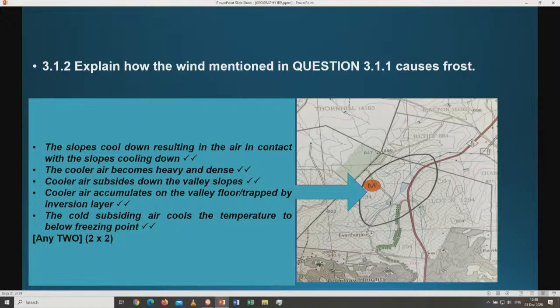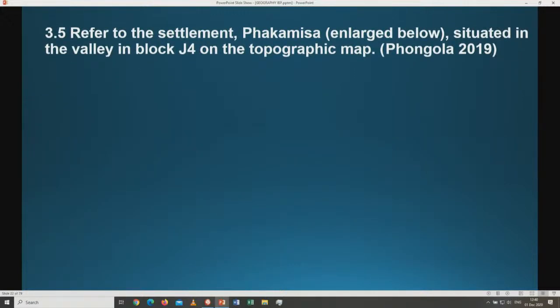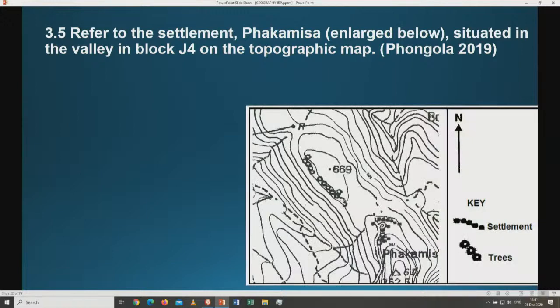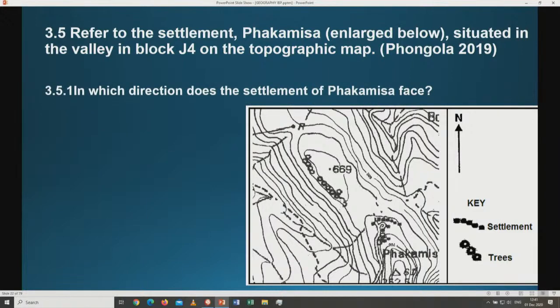Alright. Now, I hope you understand what I was trying to say in this point, that we need to know our valley climates. Now, this is 3.5. This question is coming from the Pongola 2019 question paper. It says, refer to the settlement Phakamisa, enlarged below, situated in the valley in block J4 on the topographical map. Now, this is the place that they are talking about, the Phakamisa. When you look at Phakamisa, the first question says, in which direction does the settlement of Phakamisa face?